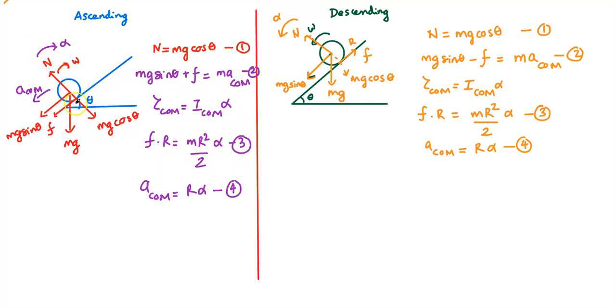So if friction acts in the downward direction, the acceleration of center of mass is definitely going to be in the downward direction, which is fine. This cylinder is going to slow down as it goes up, which means it's accelerating in the downward direction. So this is correct. This is also correct. The acceleration of center of mass is going to be in the downward direction.